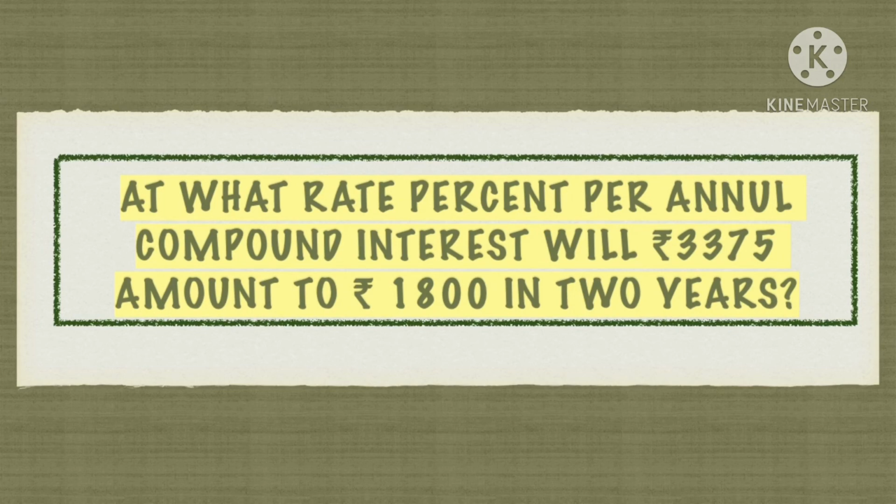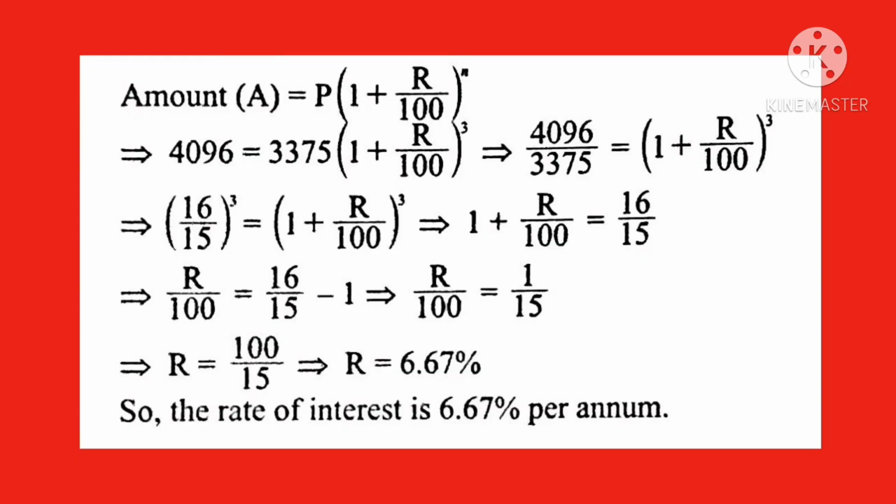And in the same way, we are to find now rate percent. How to calculate rate percent? At what rate percent per annum compound interest will rupees 3,375 amount to rupees 1,800 in 2 years? Use the same formula. Put the values in place of amount, principal, and time. Shift principal to the denominator of amount. Convert amount upon principal in power form, which is equal to 16 upon 15 raised to power 3. It is equal to 1 plus R upon 100 raised to power 3.